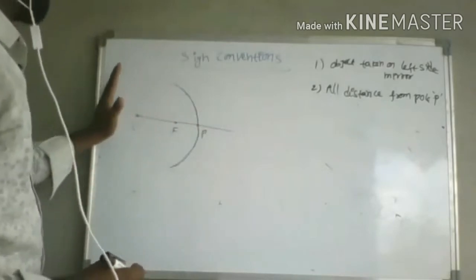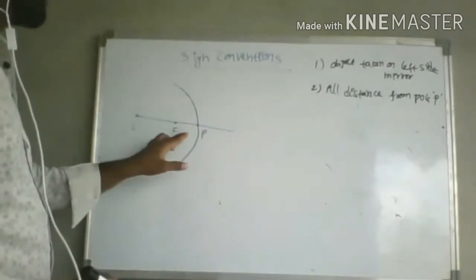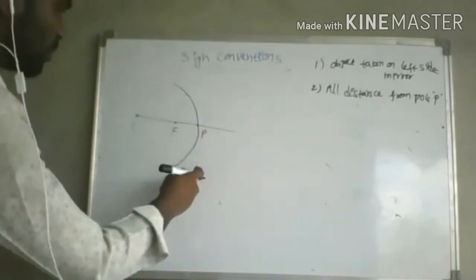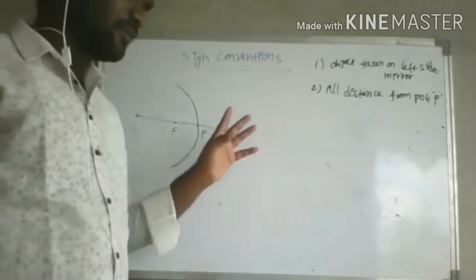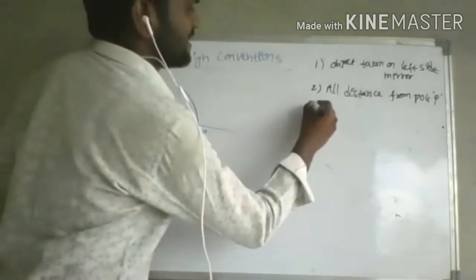First of all, the object is considered at the left side of the mirror, and second point, if you want to measure any distance, the origin point is the pole. From the pole only you can measure the distances. All distances are measured from the pole point only. Clear? Next one.